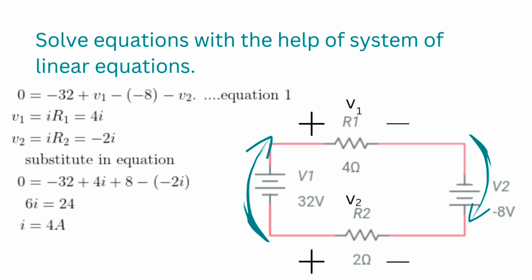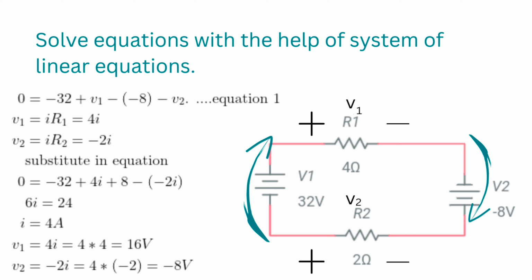Substitute V1 and V2. Simply we get I is equal to 4 ampere. It is simple algebra and you can easily solve it. After getting I, we will evaluate V1 and V2.